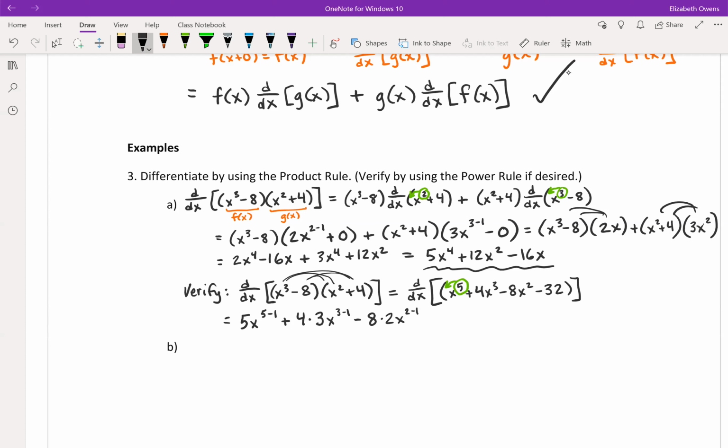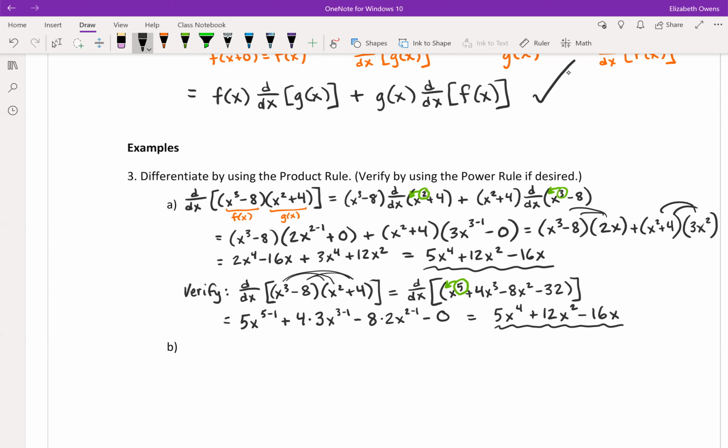okay, minus 8 times the derivative of x squared, 2x to the 2 minus 1, and then minus the derivative of this constant 32, which is going to be 0 when we take the derivative. So we're going to get 5x to the 4th plus 12x squared, that would be right there. Okay, 12x squared minus 16x to the 1st. And then we don't need to write minus 0.